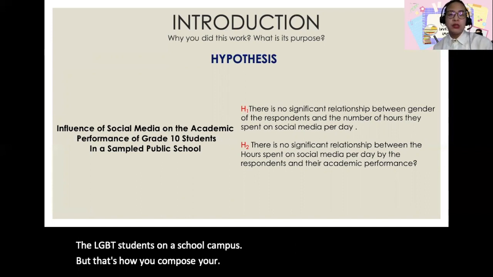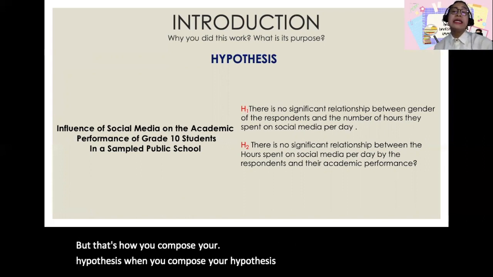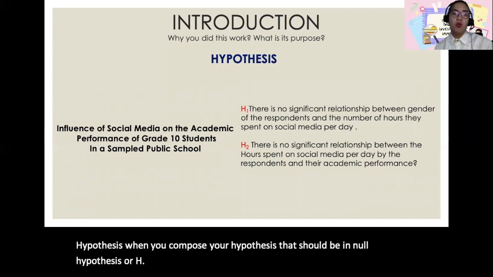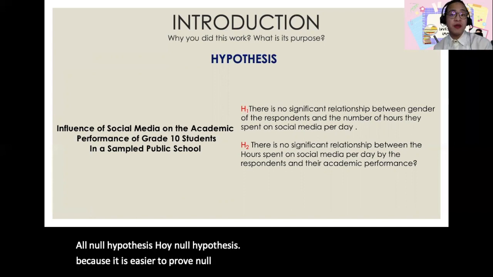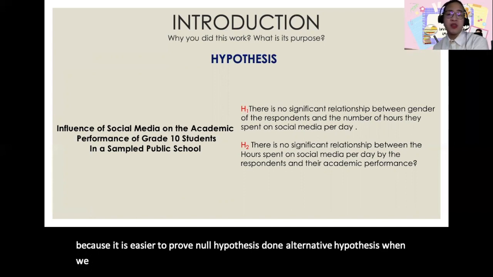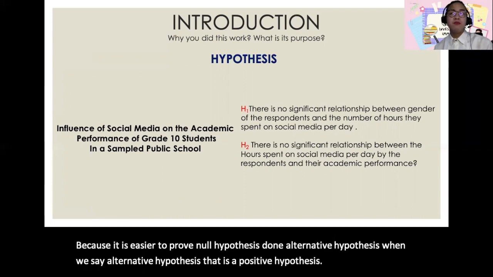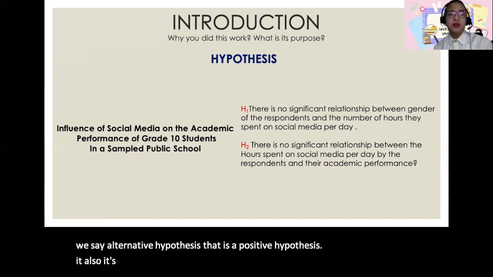When you compose your hypothesis, that should be in null hypothesis, or H0. Why null hypothesis? Because it is easier to prove a null hypothesis than an alternative hypothesis. When we say alternative hypothesis, that is a positive hypothesis. So it's easier to prove the null hypothesis than the alternative hypothesis.